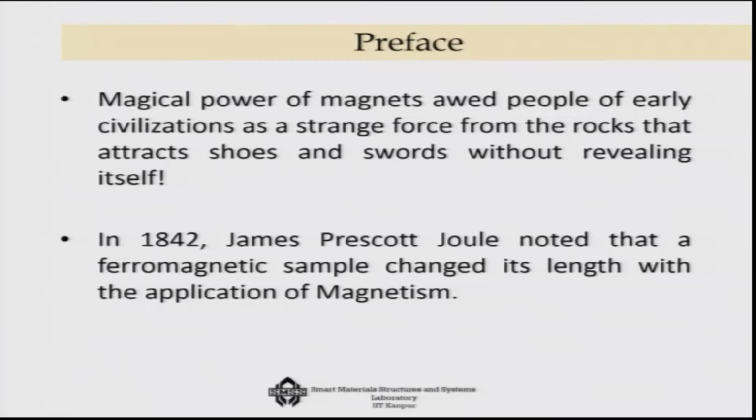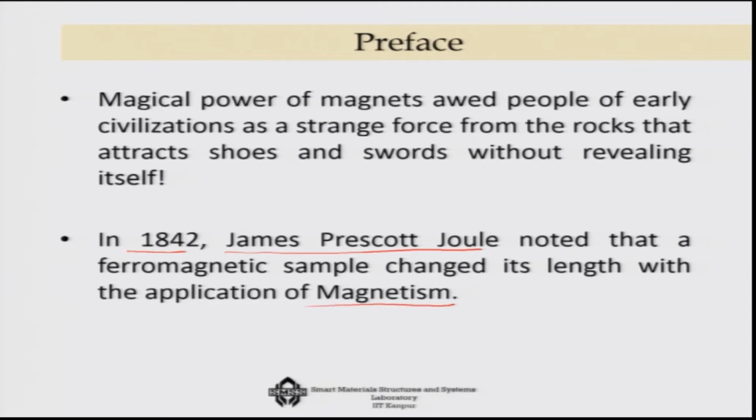Magnetism itself was considered a magical power for a very long time. It seems that Cleopatra used to bathe in ferromagnetic beads, believing that the aging process would not happen to her. These are the kinds of superstitions or beliefs people had about magnets. But one interesting thing was discovered around 1842 by James Prescott Joule, who noted that a ferromagnetic sample changes its length with the application of magnetism. So, that was something new.